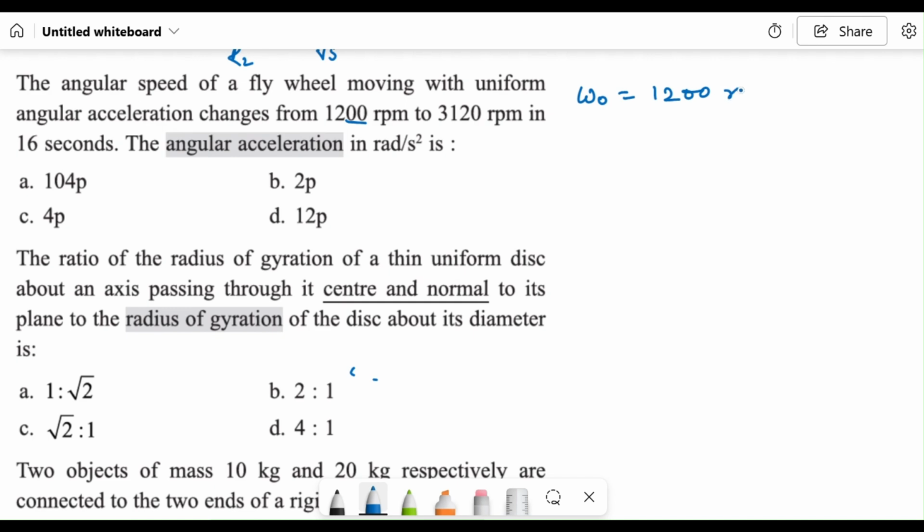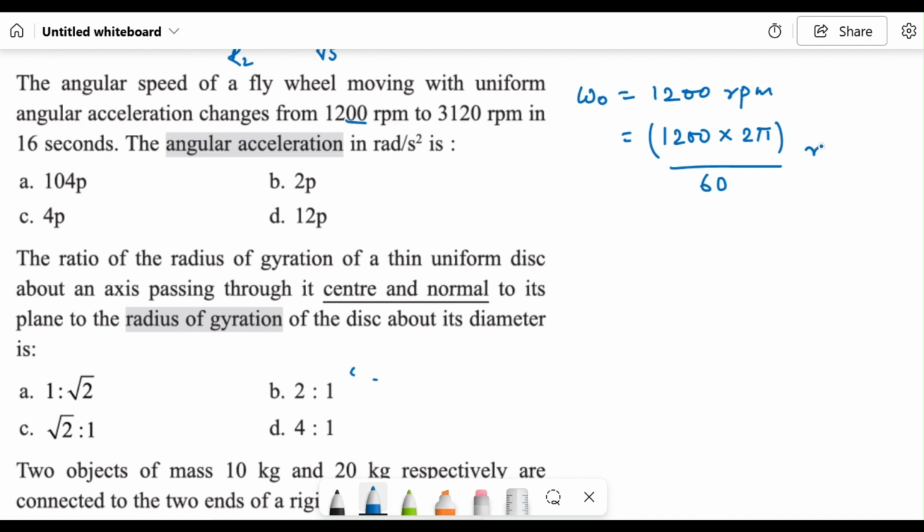1200 revolutions per minute. And we know in one revolution, it will cover an angular distance of 2 pi radians. So in 1200, it will cover this much radian of angular distance. So this much angular distance is covered in 1 minute. So to get it in 1 second, we have to divide this by 60.